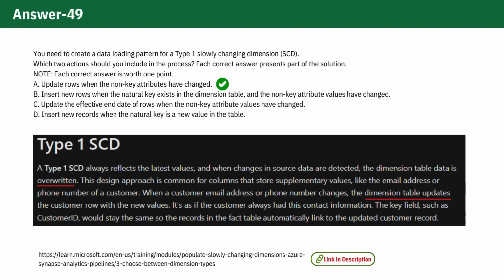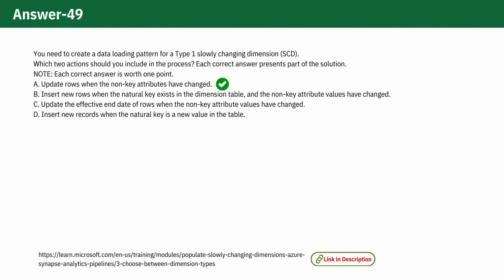The objective is to update existing records with new data when there are changes in non-key attributes, overwriting the old data. This process ensures the dimension table always reflects the most current state of data without retaining historical versions.